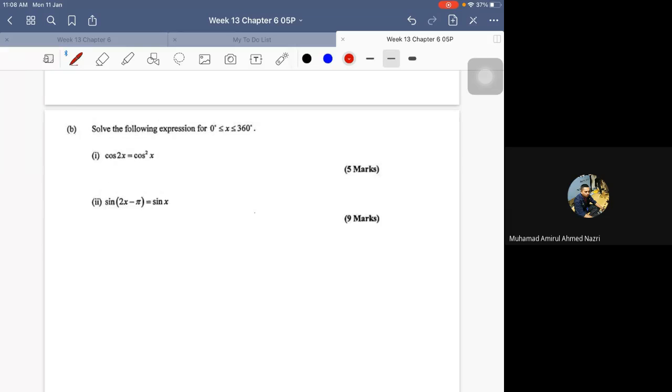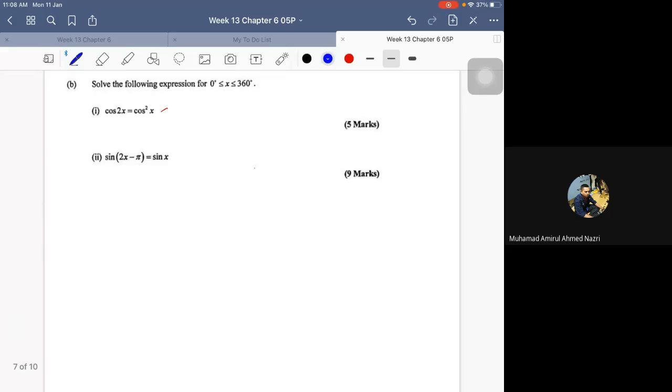Okay, yang ni pun soalan solving, tapi sama juga. Yang ke atas ni kalau you tengok dia sama macam yang sebelum tadi. So cos 2x adalah sama dengan cos square x. So yang kita dah discuss tu I'm going to skip lah. Dah tengok benda tu. So I'm going to proceed to number 2 Roman over here, for which kita akan solve equation of sine. So sin 2x tolak pi adalah sama dengan sin x.